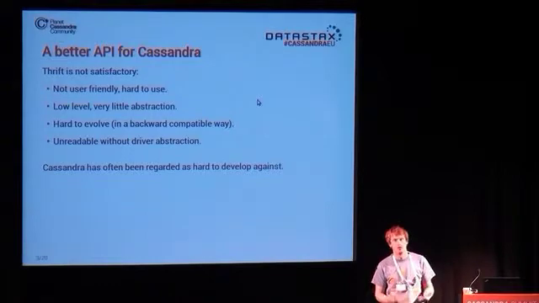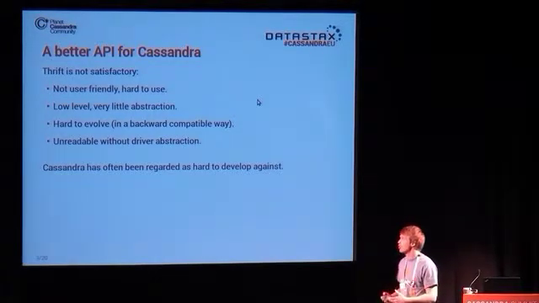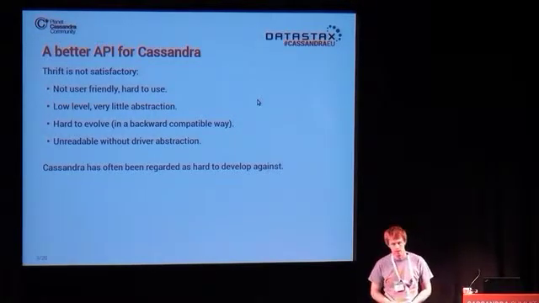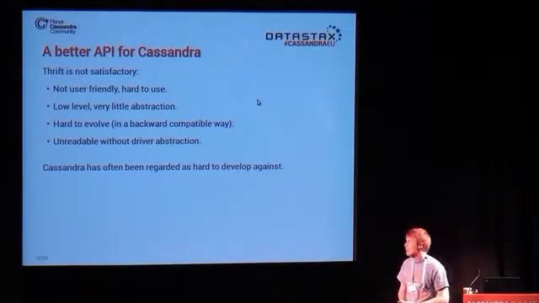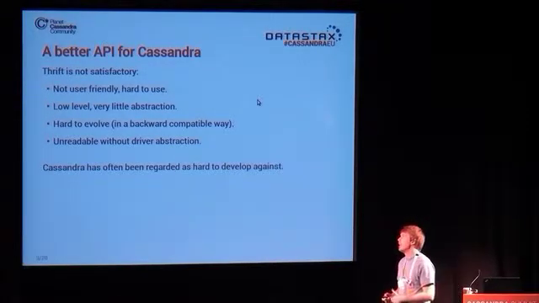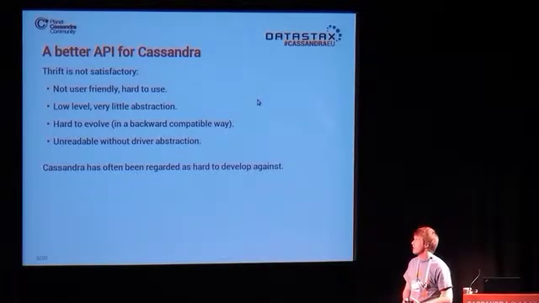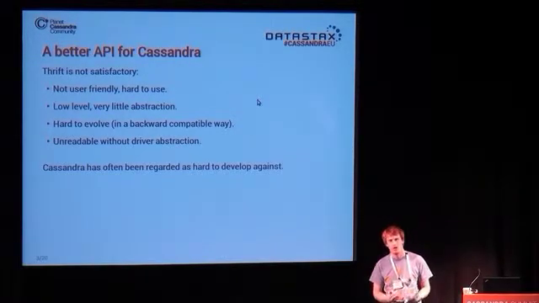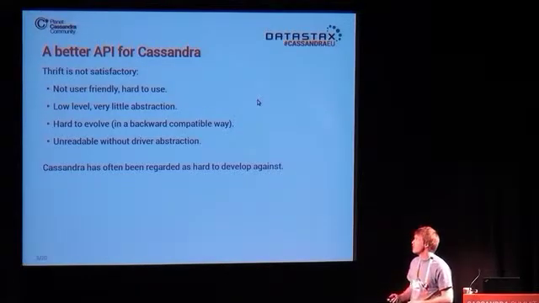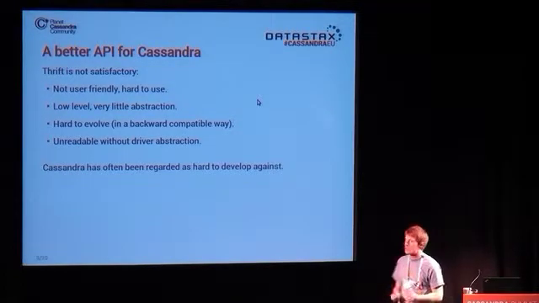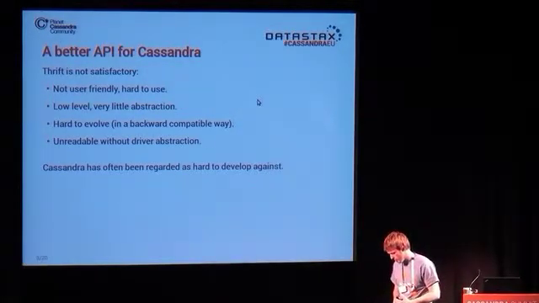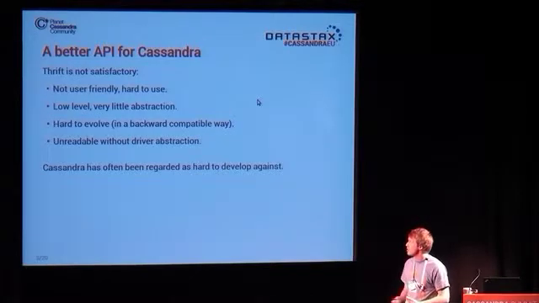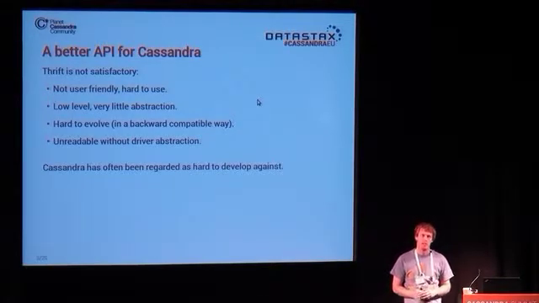But really, why did we do CQL in the first place? The short version is that we wanted a better API for Cassandra. Cassandra already had an API, which was called the Thrift API, because it used the Thrift framework. We have nothing against the Thrift framework, but the Thrift API, as used by Cassandra, was not very satisfactory for a number of points we felt. The first and main one being that it's not very user-friendly. It's fairly hard to use, in good part because it's a low-level API. There is very little abstraction.